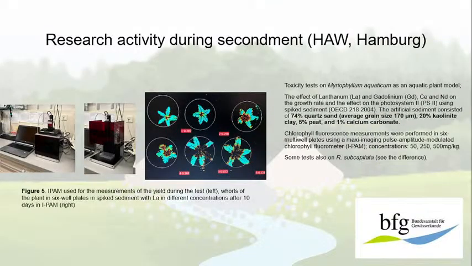About the research activity that we did in Hamburg, we worked with Myriophyllum aquaticum, which is an aquatic plant model that we got from the Federal Institution of Koblenz, which I really thank. I want to thank them for being very cooperative, also in showing us the technique that they work with. We wanted to see the effect of rare earth elements on the second photosynthetic system, if there is an effect, and how they change in time.